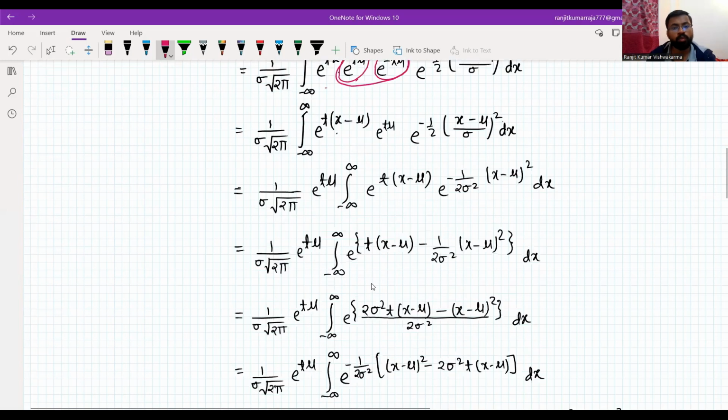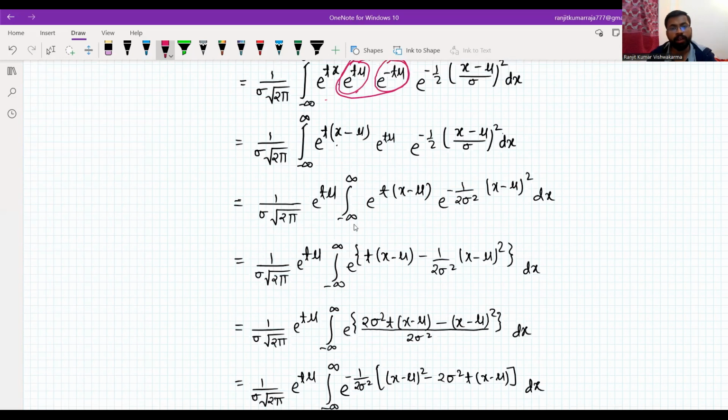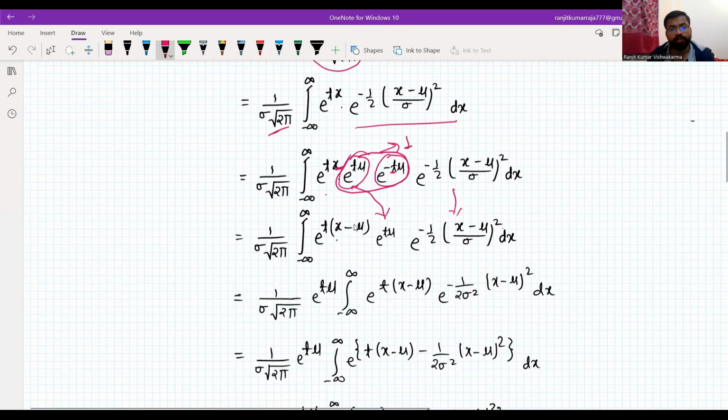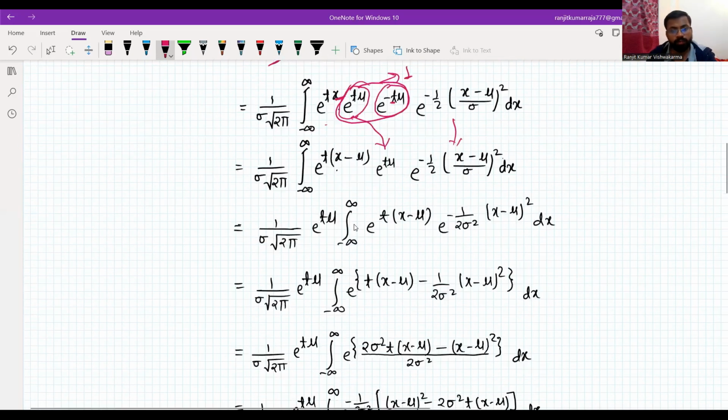After this, 1 by sigma root 2 pi, the integral from minus infinity to infinity of e to the power t, where I have taken t common, and x minus mu, times e to the power t mu, and the rest of the term is here. After this step, e to the power t mu is a constant term. Why? Because I am integrating with respect to x, so here t and mu we keep as constants. That's why e to the power t mu is a constant, so it will come outside of the integration.